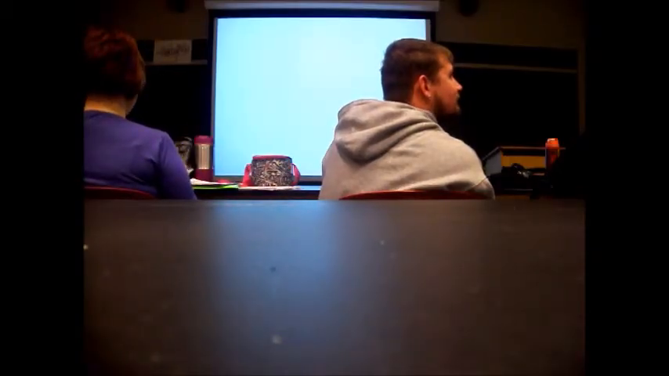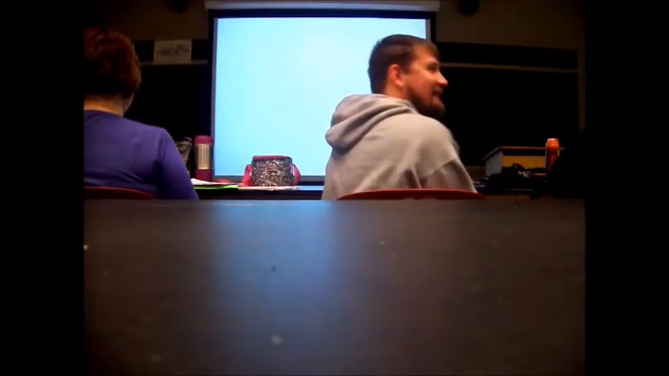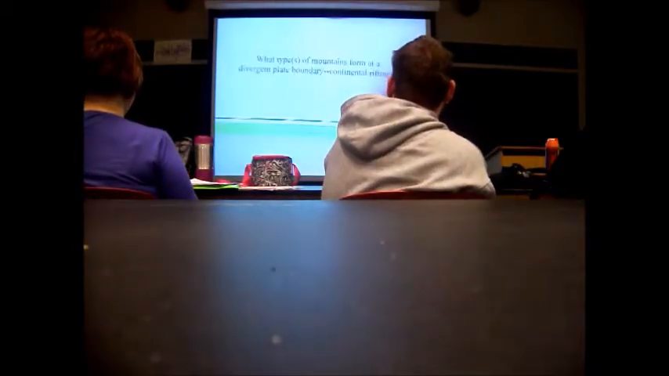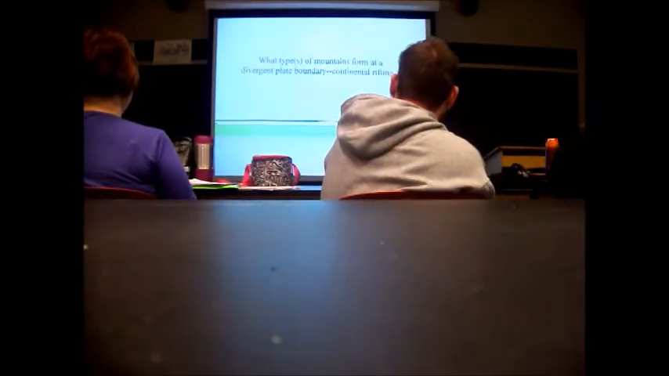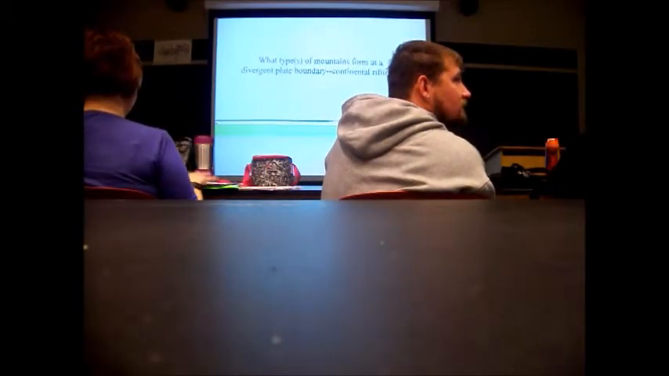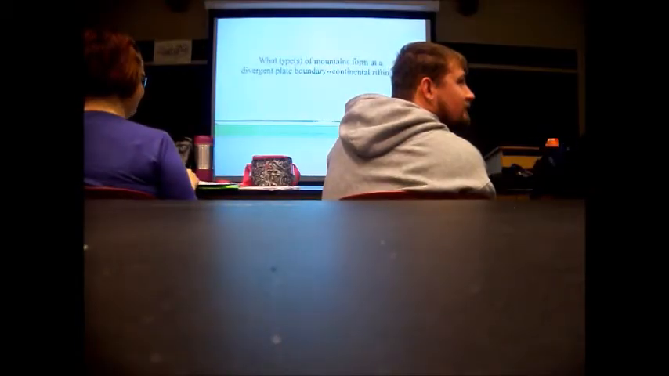Okay. I gave you the wrong chip. Green, here you go. What type of mountains form at a divergent plate boundary? Continental lifting. How ironic, you got this question? In fact, I should let you have that question, because you had it before.